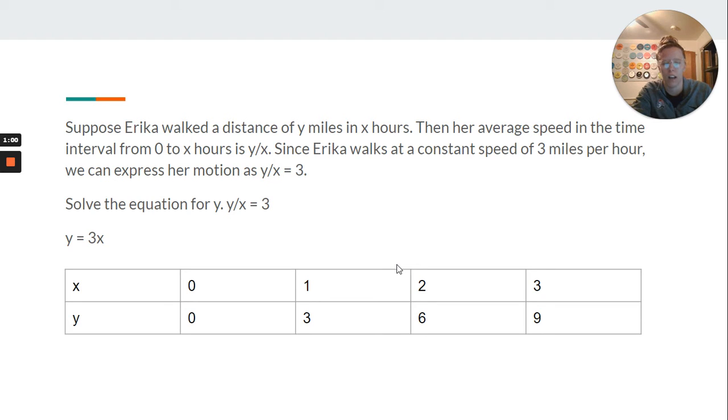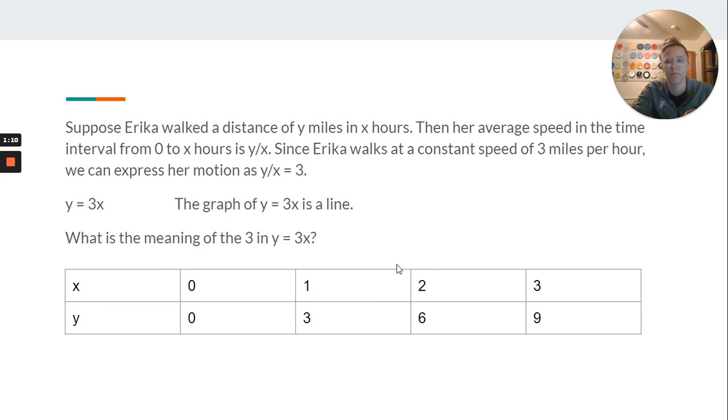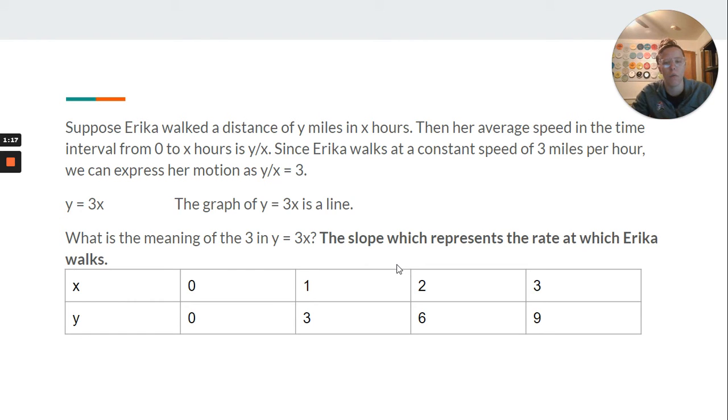Okay, so we also have this chart. We could plug in the ordered pairs and it should work out. Okay, so the graph of y equals 3x is going to be a line. So what's the meaning of the 3? Well, slope-intercept form shows us that it's the slope, which represents the rate at which Erica walks.